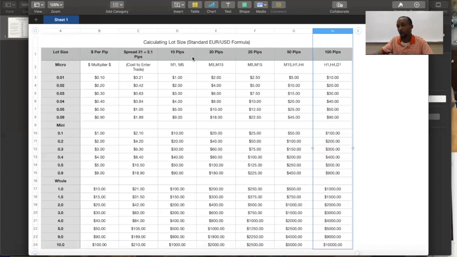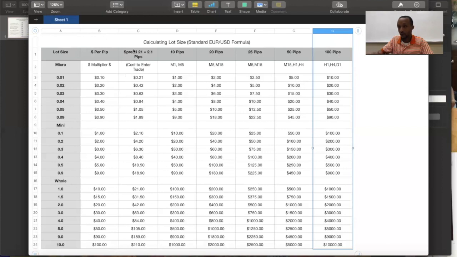I took the liberty of putting the corresponding time frames you will probably be looking on to catch this kind of a move. So of course, if you're looking for 10 pips, you're on the lower time frames. And if you're looking to catch 100 plus pips, you're on those higher time frames, maybe even up to the monthly. But per pip values go up as you increase your lot size. So 0.01, 10 cents per pip, 0.02, 20 cents per pip, 0.1, $1 per pip, and 1.0 is $10 per pip.